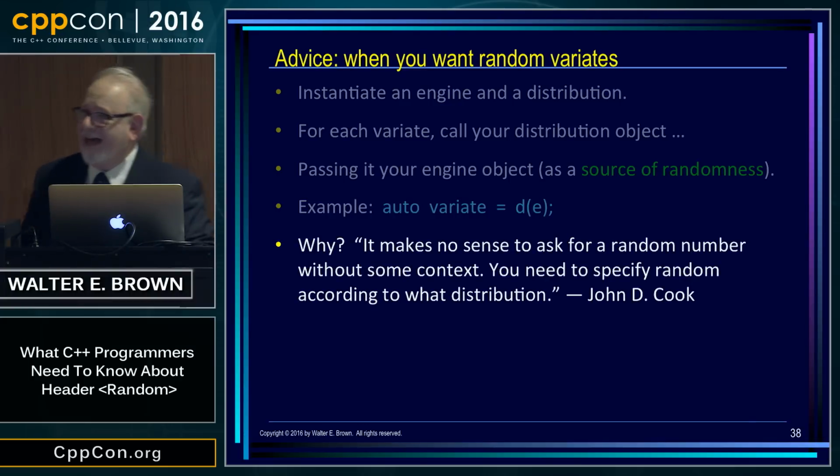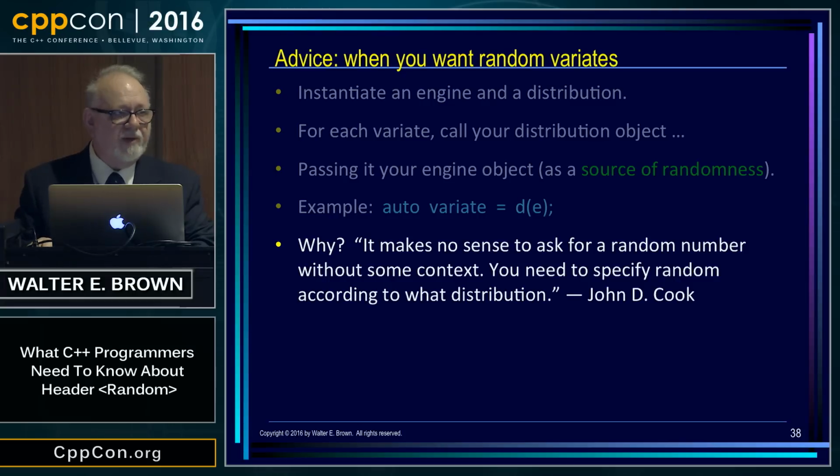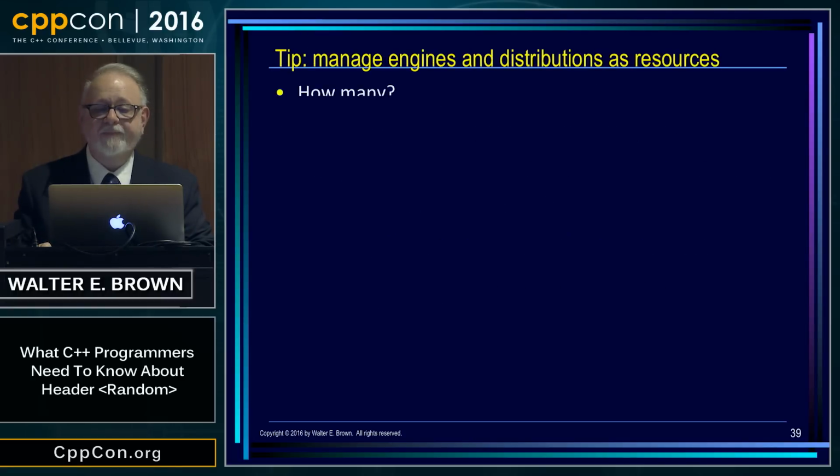Okay? Why do you need the distribution? For the last time. Because it makes no sense to ask for a random number without context. You have to specify random according to what distribution? People who don't know better think that all distributions are uniform, and it just isn't so. Uniform distributions are incredibly useful, but there are lots and lots of others.